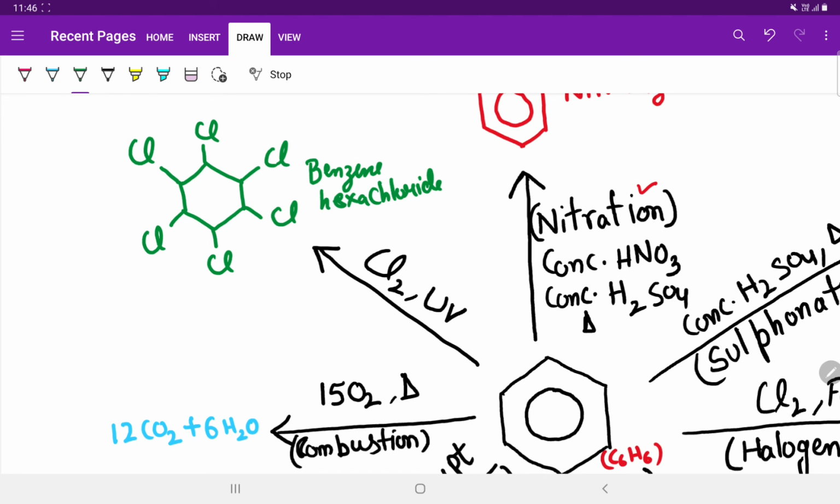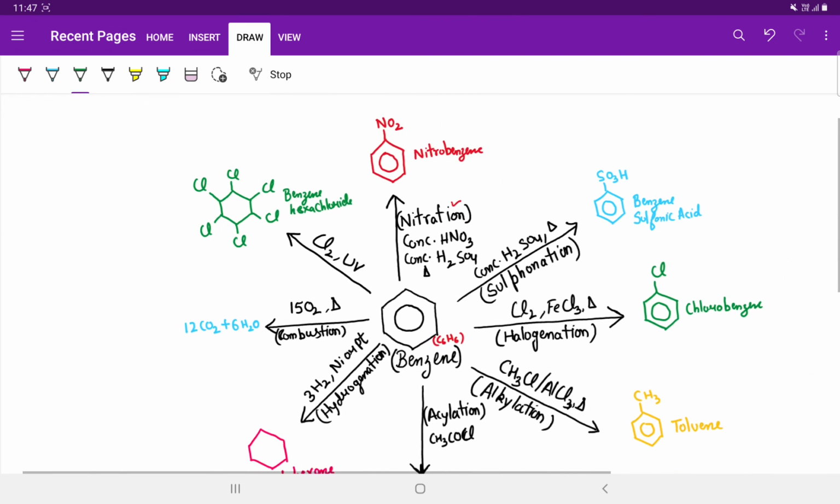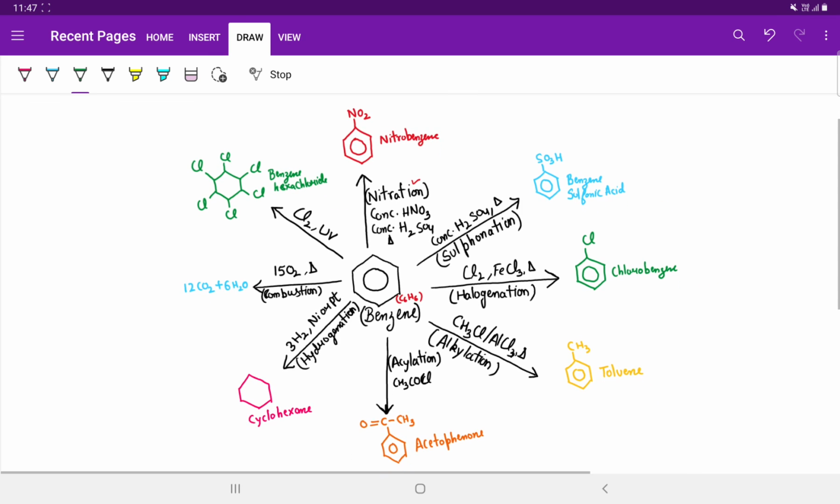So you can clearly see now these are the reactions of benzene and how these are reacted to form all these chemical compounds. I hope now you can easily attempt the question of chemical properties of benzene.